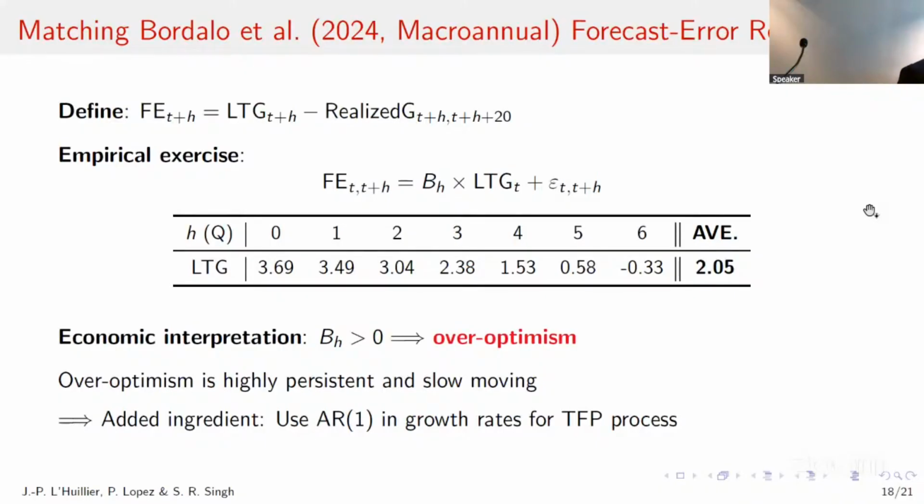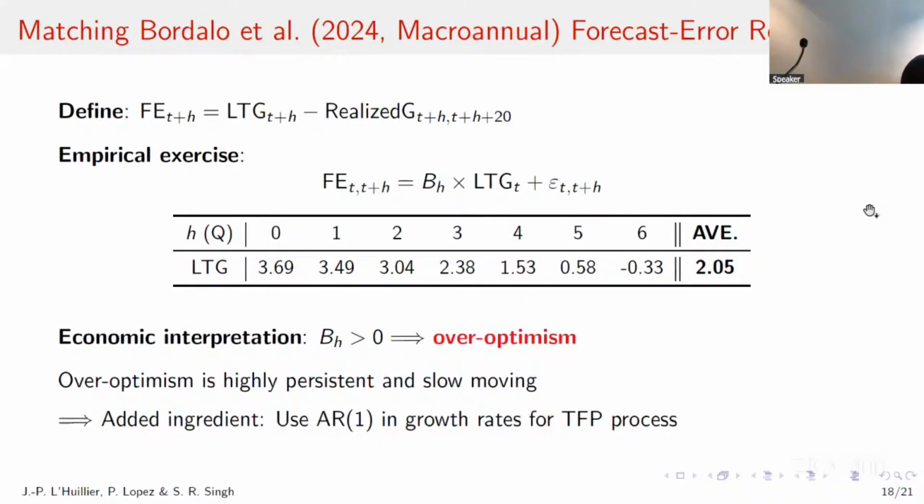Rational expectations, full information rational expectations, FIRE, predicts that these coefficients should be 0, because something that is in the information set should not be able to predict forecast errors later on. These coefficients here are positive, which signals over-optimism. So when LTG goes up, these forecast errors go up, in the sense that they go up by more than the actually realized growth ex post.